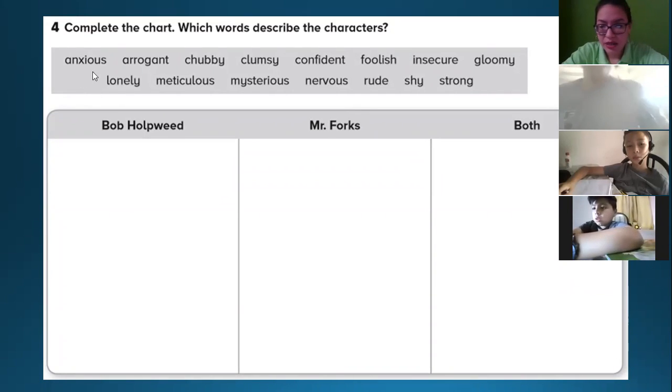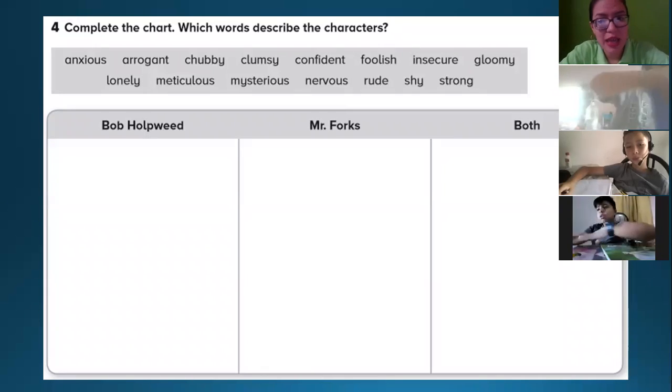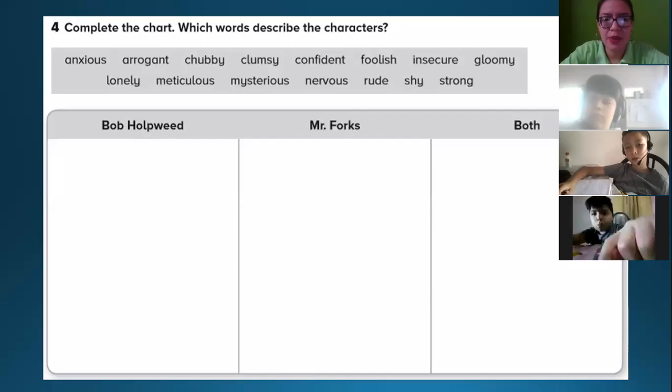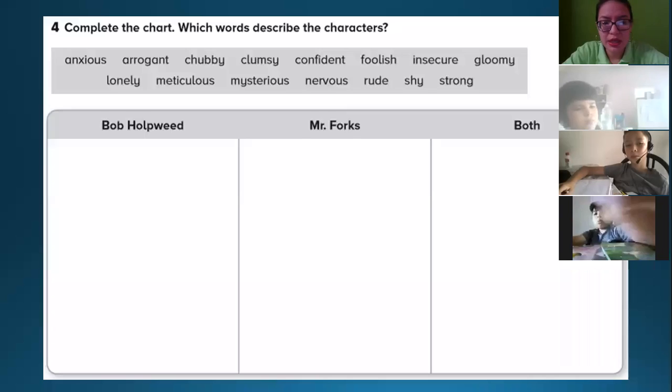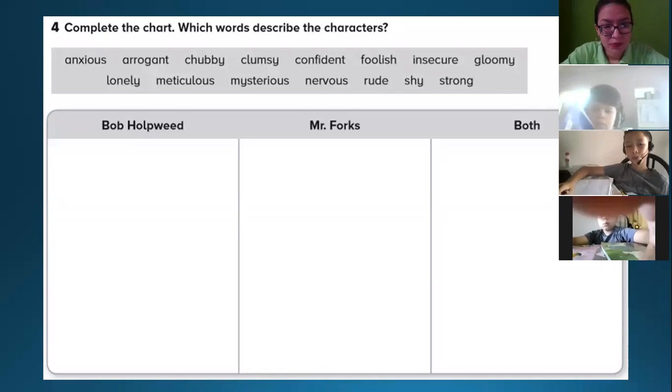Okay, so what are those adjectives you don't know? Anxious is a person that is very nervous and has that feeling. Arrogant is a person that doesn't accept mistakes. Chubby is a person that is very fat. In the last class, I said that chubby makes crazy things, but that is clumsy. Clumsy is a person that does funny things, and chubby is a person who is very, very fat.